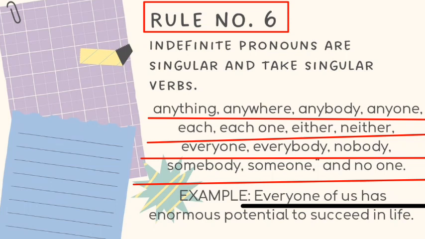Thank you. So I will give another example. Somebody is expecting me to come over. So our subject, somebody, is an indefinite pronoun. So the verb should be in singular form. Somebody is expecting me to come over. So any questions regarding our 6 rules of SPA?